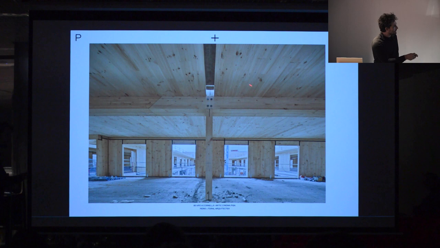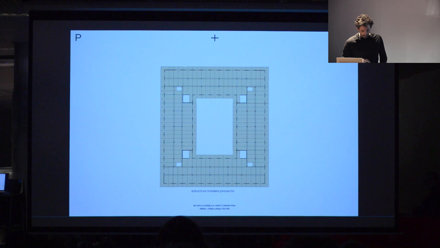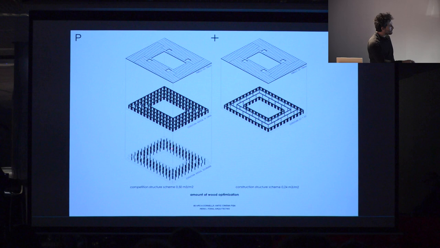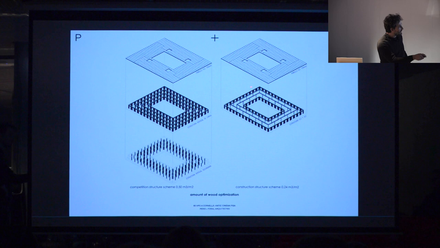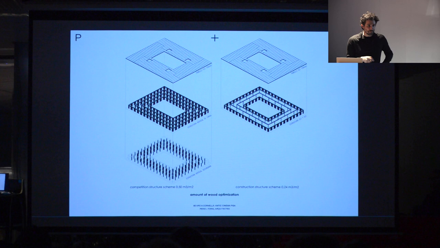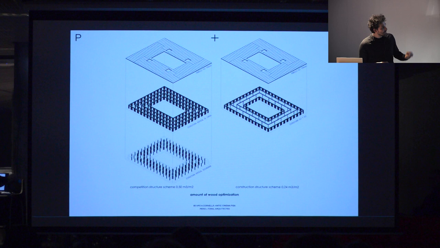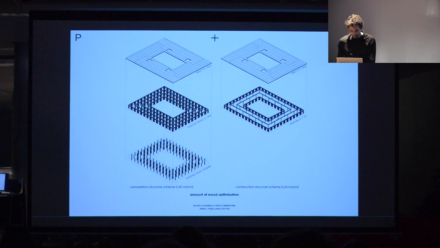So this is the final plan of the timber. In the competition, we needed 0.5 cubic meters per square meter, and in the final version, we only needed 0.24 cubic meters per square meter, with the same slab and the same facade, only changing the interior. So even though building with timber is sustainable, building with half the timber is more sustainable. That's this idea of reducing. We are able to reduce the amount of material, so it's cheaper and we can pay for it with this social housing budget, but at the same time, it's more sustainable because we need less material.